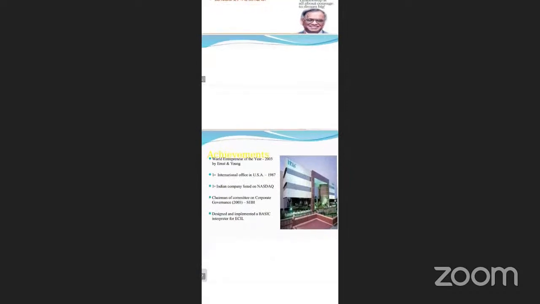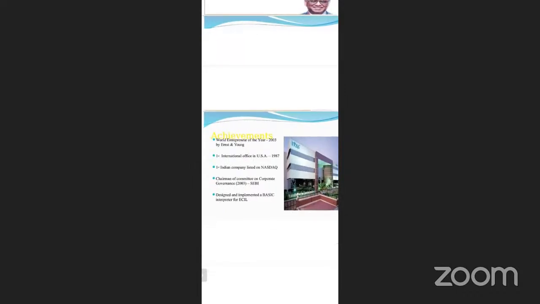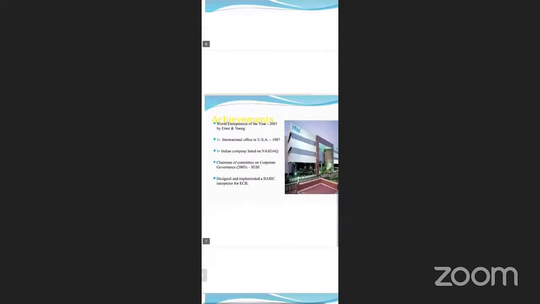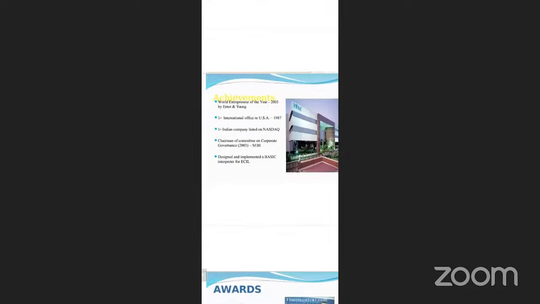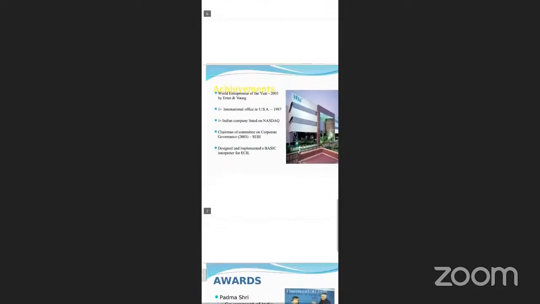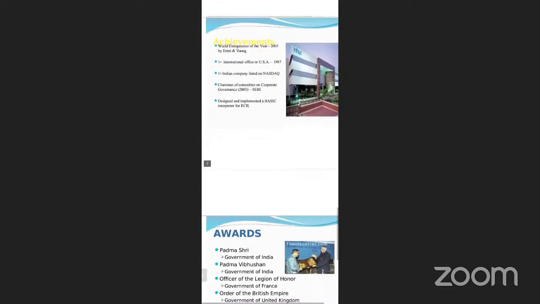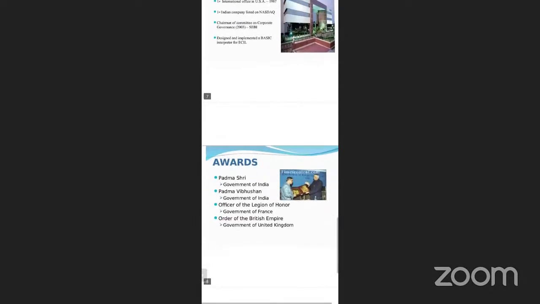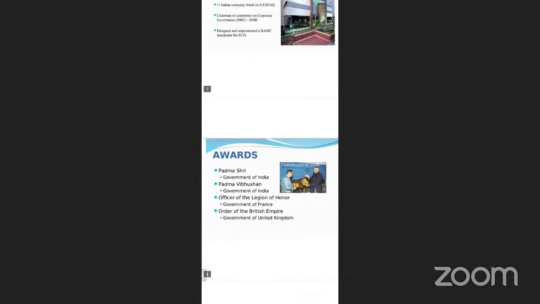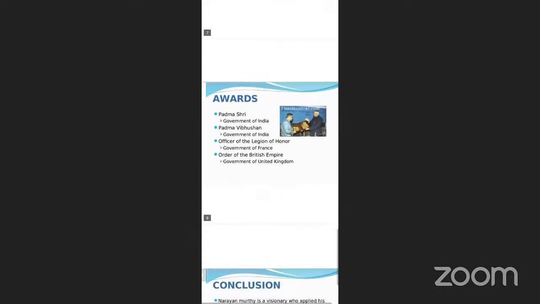Now we look at some of his achievements. World Entrepreneur of the Year 2003 by Ernst & Young. First international office in the USA in 1987. First Indian company listed on NASDAQ. Chairman of the Committee on Corporate Governance in 2003. He was also rewarded with awards like Padma Shri by the Government of India, Padma Bhushan, Officer of the Legion of Honour, and Commander of the Order of the British Empire from the Government of the United Kingdom.